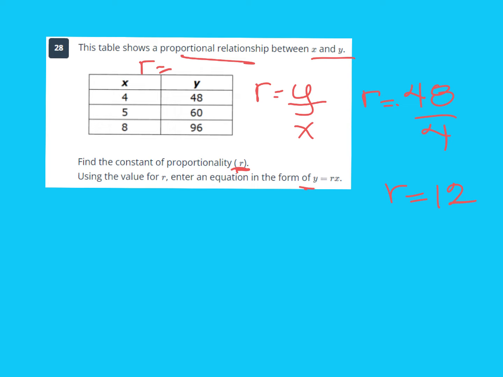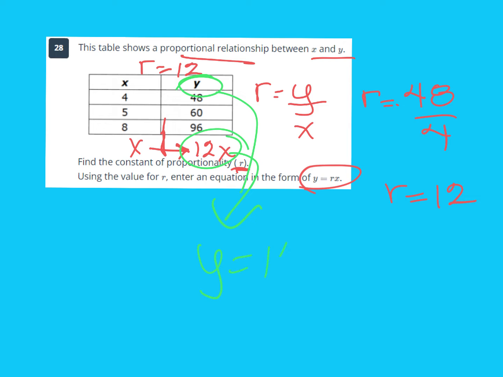And then I'm going to write the equation in this form. Remember, that just means that I have dropped down X into this table and multiplied it times R. R is 12, so that means it's 12X. So therefore, Y is equal to 12X. Y equals 12X. There it is.